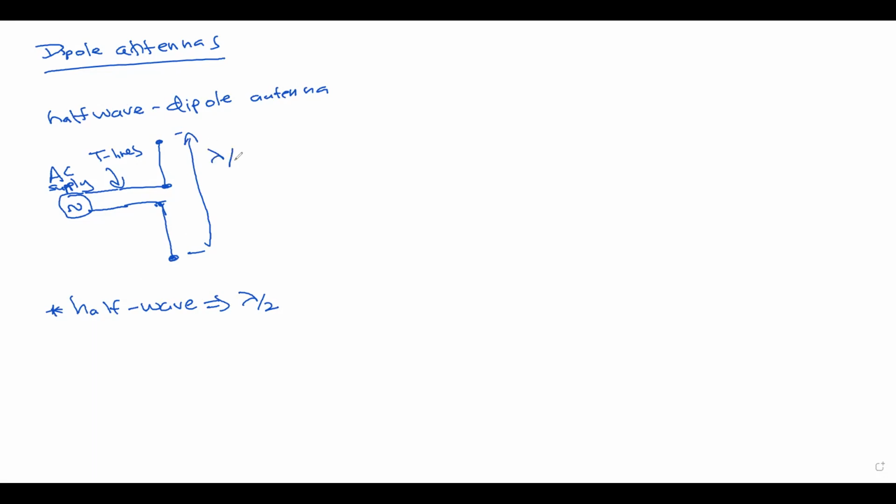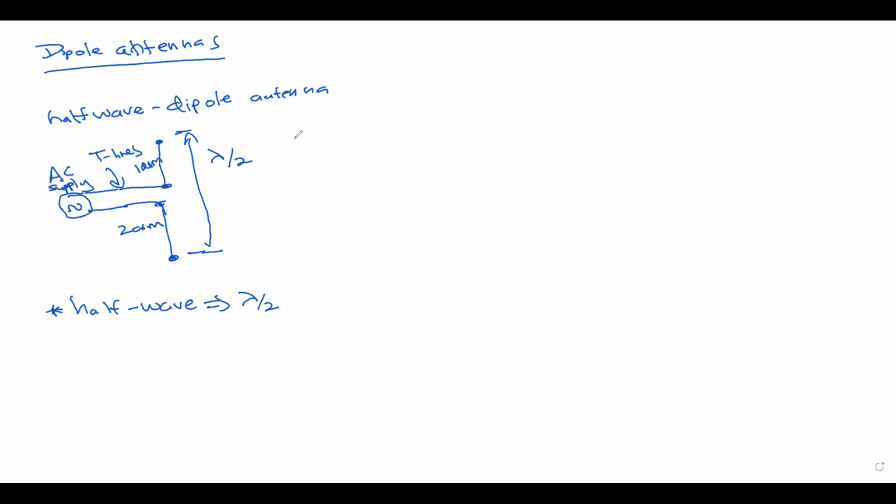The length is maintained at lambda over 2 mainly because if we do not have that length, we do not have the radiation happening in the most optimal, maximum way. In order for us to add the radiation that happens through the two antenna arms, we need the antenna length to be lambda over 2. In the antenna we have two arms, one arm and a second arm.